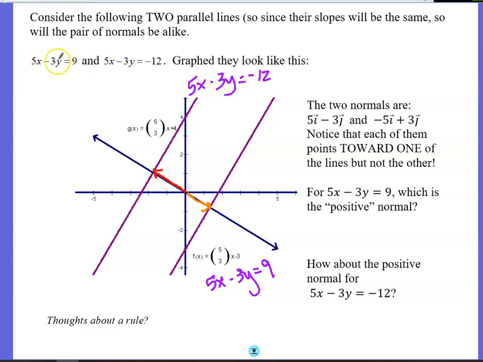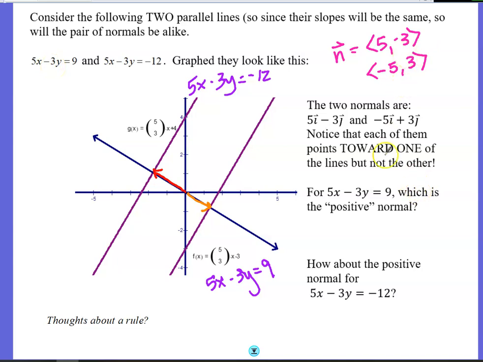If I wanted the normals, notice these have the exact same A and B because they're parallel. The normals to those would be, I wrote them down here, 5, -3, which is A, B, and also the opposite, -5, +3. Both of those would be normals. Here they are in basis vector form, here they are in component form. Again, it's fine to use either version. I got that just by taking A, B, so those have to be the normals.